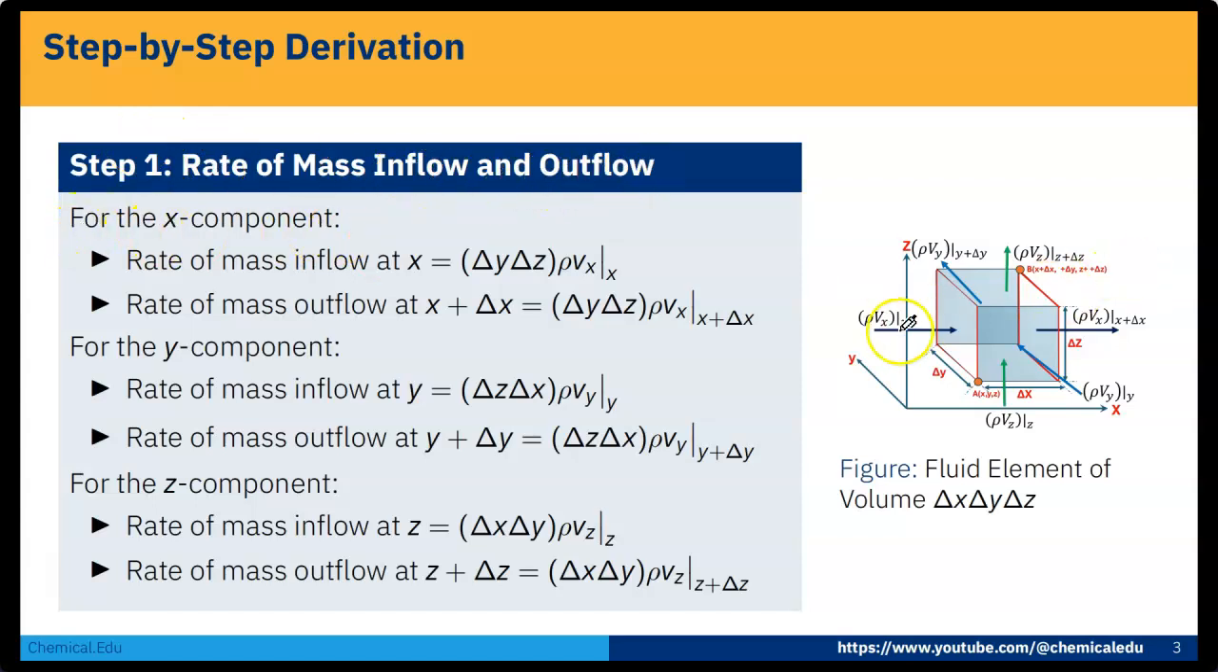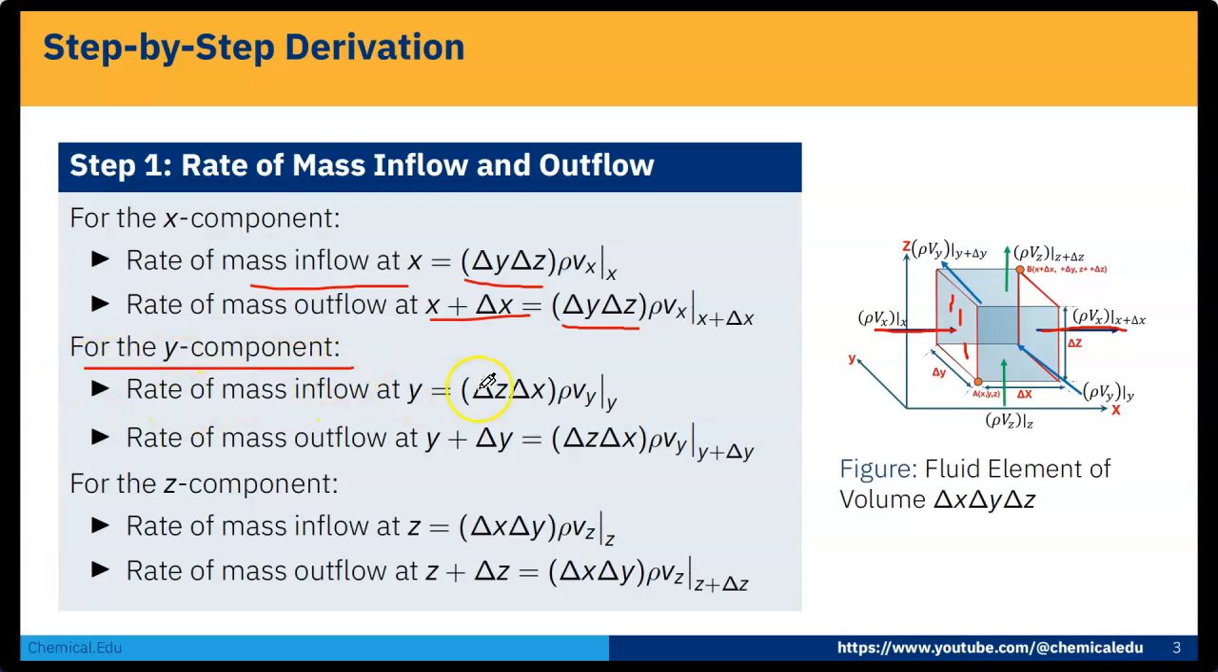For the x component, this is the x component. So rate of mass inflow at x, that is del y into del z into rho into Vx at x, means this is the left side. So left side mass inflow is del y del z into rho Vx. Rate of mass outflow at x plus del x, so this is x and this is x plus del x, that is nothing but del y into del z rho Vx at x plus del x.